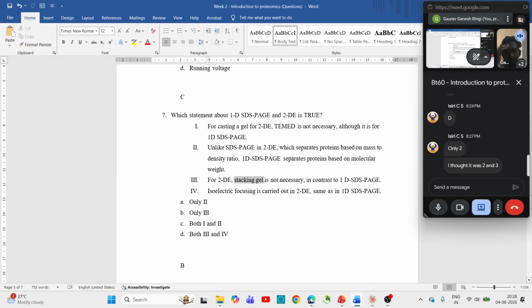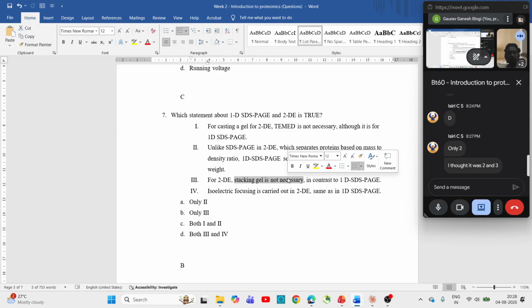So stacking gel is not necessary because in the first step itself, they are already aligned at one specific space. Like if you are having an isoelectric focusing IPG strip, right? They are already stacked at one specific location and they can directly enter into the resolving gel. Whereas when you are doing SDS-PAGE, stacking is required because the proteins are not aligned at the first stage, right? Then they get stacked at one specific location and then they start resolving.